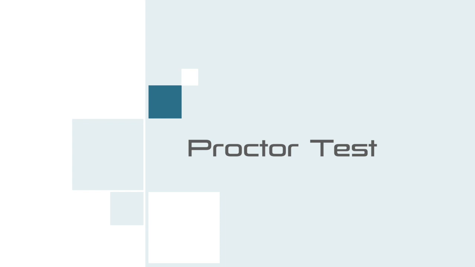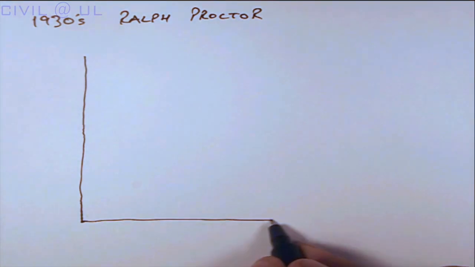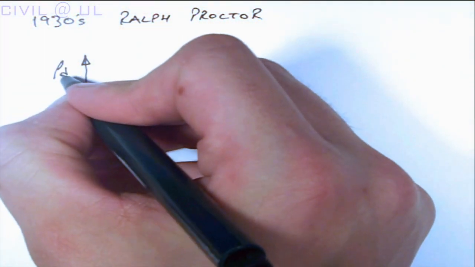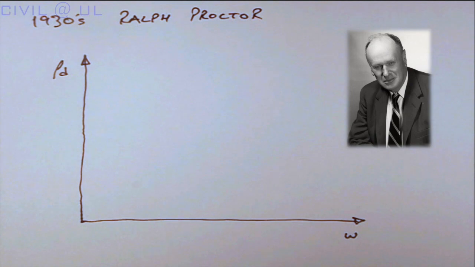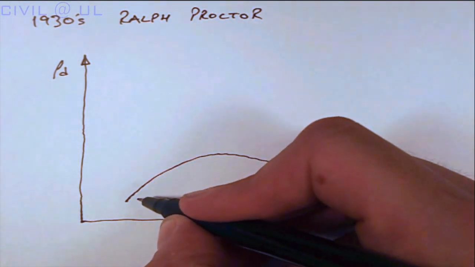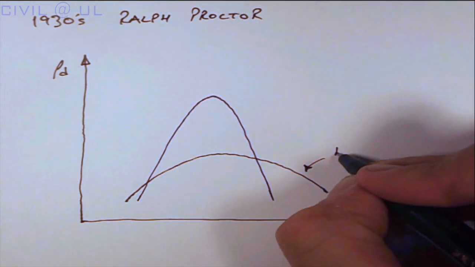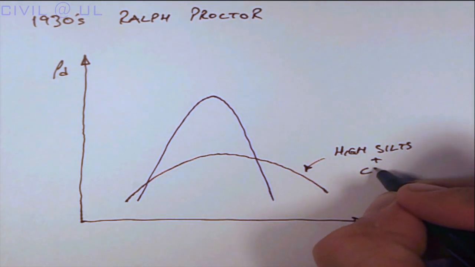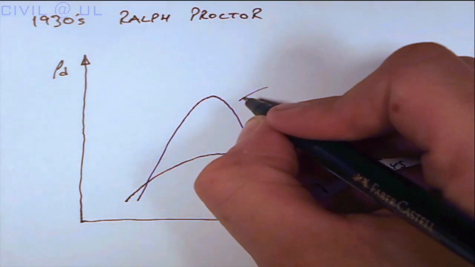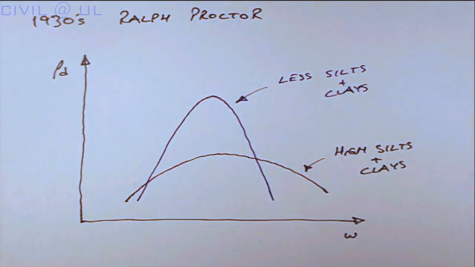In the 1930s, Ralph Proctor developed a test that illustrates the change in density that occurs when soil is compacted at different moisture contents. For fine-grained soils, or mixtures of fine and coarse soils, the moisture-dry density relationship typically yields an asymmetrical bell-shaped curve. The flatter the curve, the greater the amount of silt and clay present in the soil. Conversely, a peaked curve indicates a smaller proportion of silts and clays.